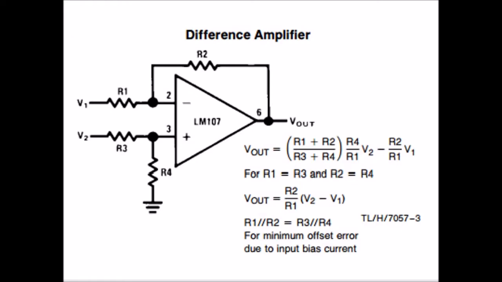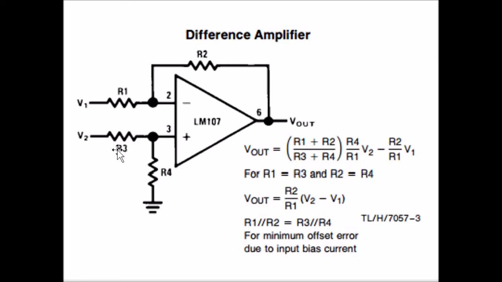A differential amplifier, like the operational amplifier, consists of two inputs and one output. The two inputs are V1 and V2. V1 is connected through resistor R1 to the inverting terminal 2, and V2 through R3 to terminal 3, the non-inverting terminal, which is connected to ground through a resistor R4. The output is taken from pin 6. It is necessary to provide feedback by connecting terminal 6 and terminal 2 through the feedback resistor R2.